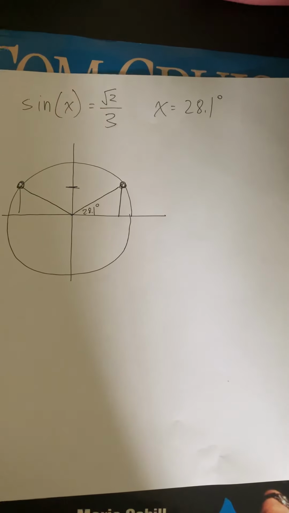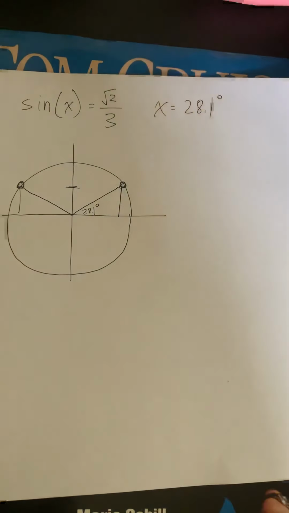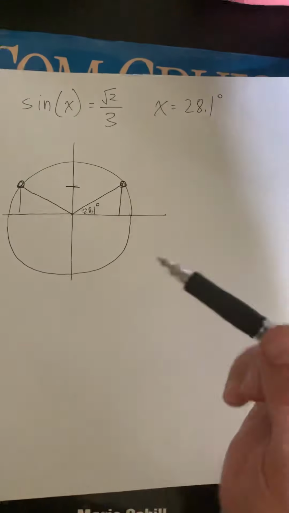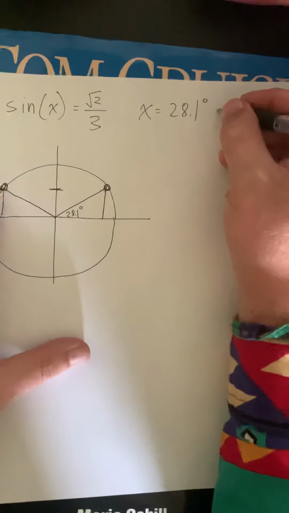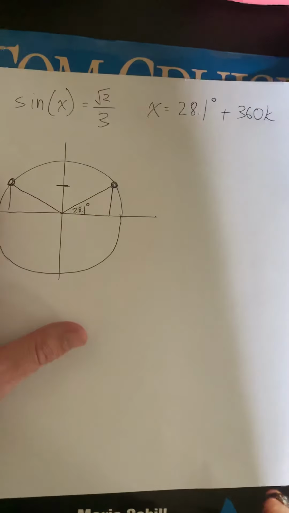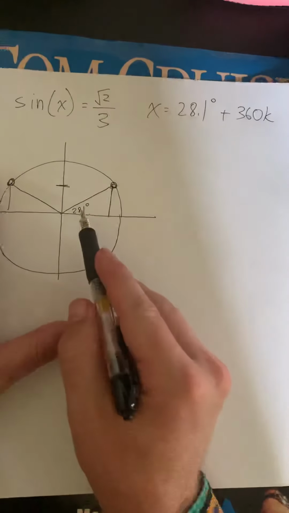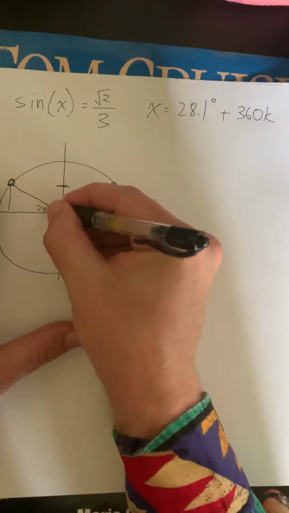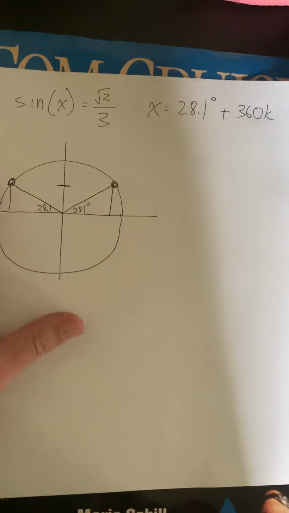Well, sometimes these will be on no calculator exams, so you have to know how to do it without the calculator. Also, doing it without the calculator gives you an exact answer, and using the calculator, you got to round. So we know that's a 28.1 degree central angle, and we can say plus 360k. What about this other triangle over here? Well, they're congruent triangles, so if this central angle is 28.1, just copy paste, guys. That one's got to be 28.1.